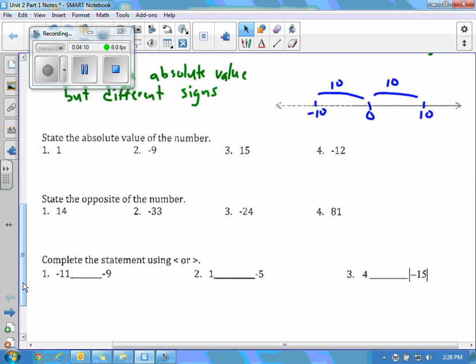So the absolute value of 1 is just going to be 1 because it's 1 away from 0. The absolute value of negative 9 is 9 because it's 9 away from 0. The absolute value of 15 is 15. And the absolute value of negative 12 is 12. So again, notice that all absolute values are positive.